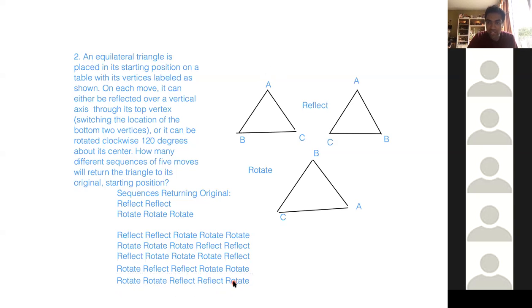Okay, so now there's a couple of ones that I see here that mix reflections and rotations. So let's see if that works. So we did 1 rotate. So let's try the rotate, either one. Rotate, reflect, rotate, reflect, rotate. So I'm just going to write the sequence of vertices instead of drawing out the triangles. So let's say it starts off with ABC, or let's read clockwise. So ACB.